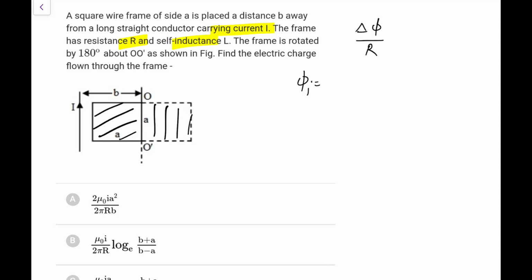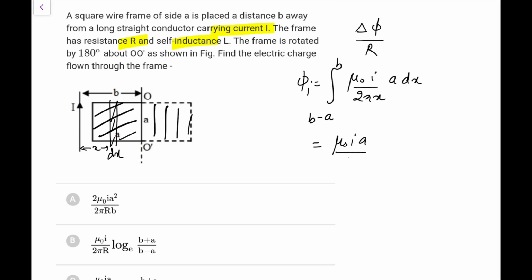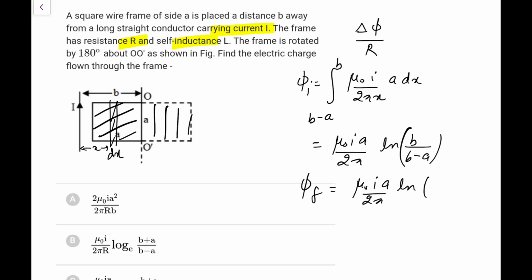So phi initial, if I have to calculate using an element, going at x, taking it as dx, so the field would be mu naught I upon 2 pi x, into the length A into dx, and the limit was going from B minus A to B. So it was mu naught I A upon 2 pi, and it would be ln B upon B minus A. This is the initial flux. The final flux is mu naught I A upon 2 pi, and this whole term changes. Now the distance will vary from B to B plus A.